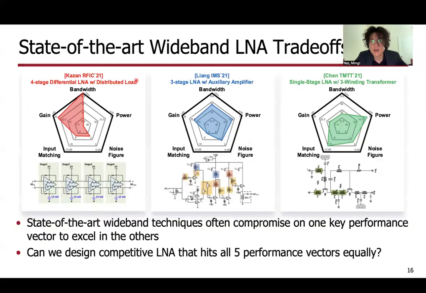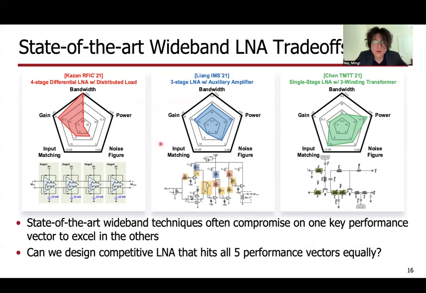Here in this table, we list out 3 recent examples of state-of-the-art wideband LNAs, and we compare their performances across 5 different performance vectors, which are gain, bandwidth, power consumption, noise figure, and input matching level. Starting off from the left, the red LNA by Kazan achieved very good gain and 100 gigahertz of bandwidth, making it one of the widest in the recent works. But by using a 4-stage differential architecture with high supply voltage, they consumed way too much power relative to other single-ended examples.